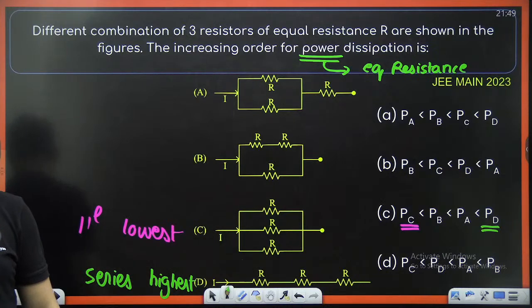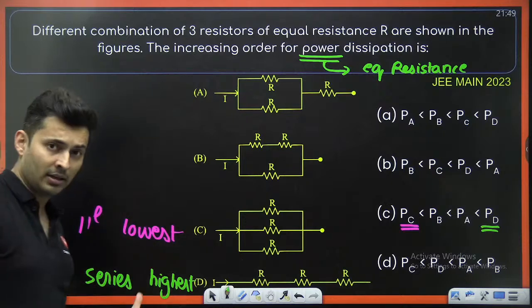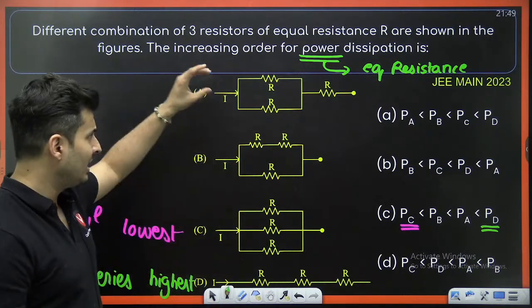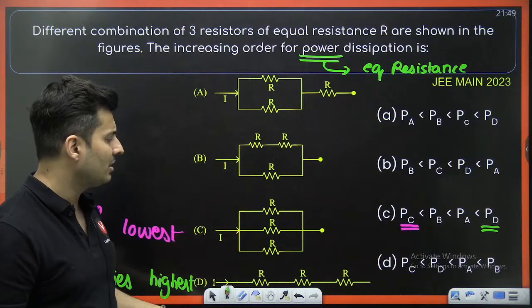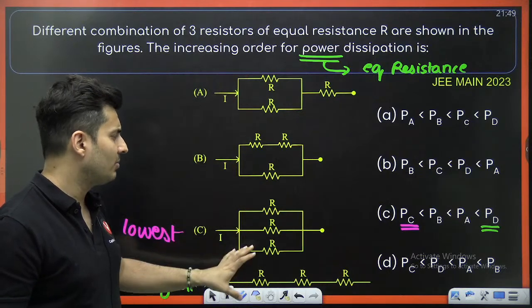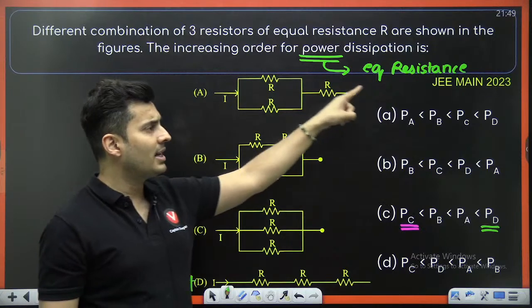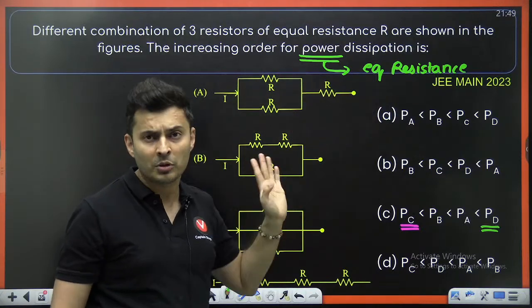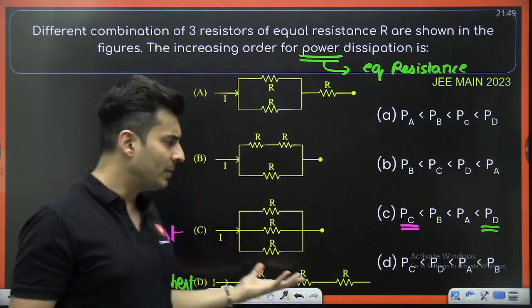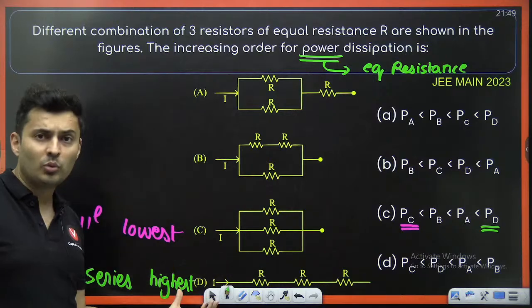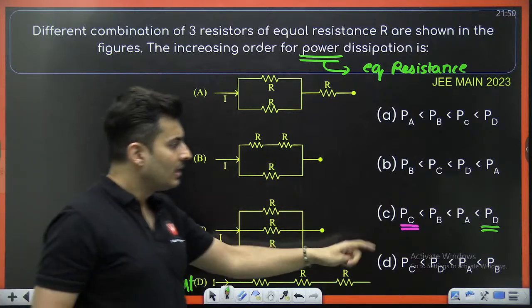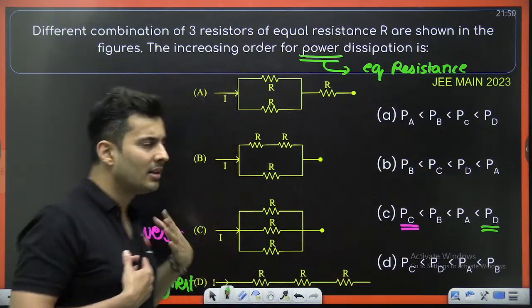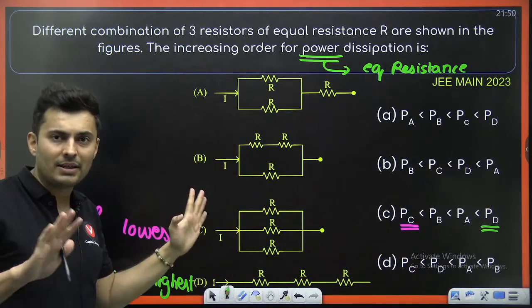Did you see what I just did? I directly marked it as option C. That is the trick involved in this question. Otherwise, many students try to find the equivalent of this, of this, of this, then the power of this, power of this. Why do you want to find power? Power is directly proportional to resistance, I squared R formula. So, by common sense, series has the most resistance, parallel has the lowest. Only one option is like that. If there were more options, then I would have to solve these two. Otherwise, I don't have to.